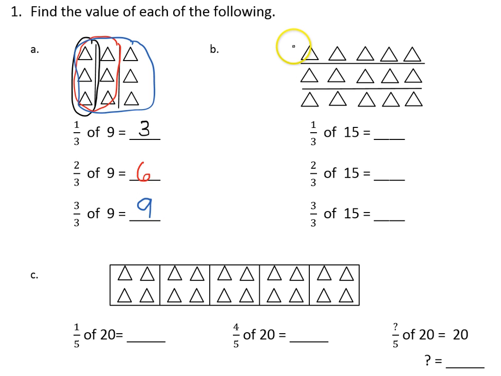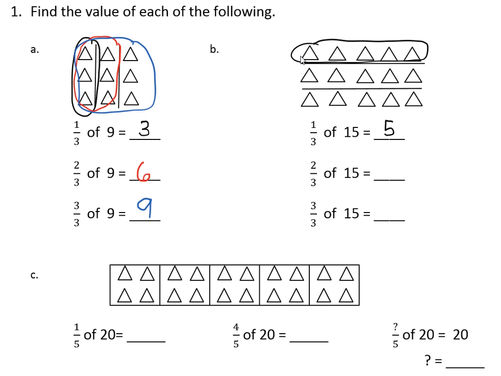If we move on to problem B, you can see we have 3 rows of triangles, and there are 5 triangles in each row, so we have a total of 15. To find 1/3 of 15, now I'm going to circle one of the horizontal rows. One of my groups of 3 gives me 5 triangles, which means 1/3 of 15 is 5.